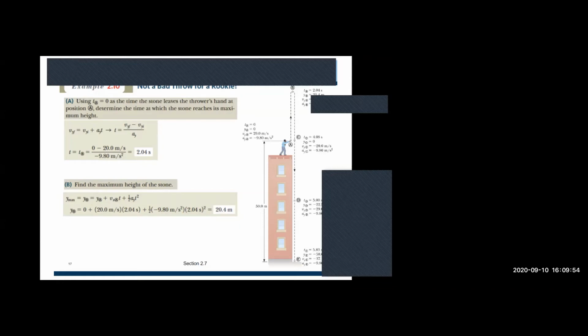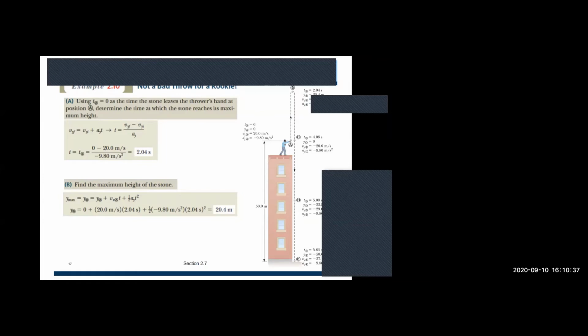So signs of symbols are important. The signs of the acceleration and the signs of the velocity, they are very important. If you want to find out the time that the ball reaches the maximum location, you have to use the equation here: final velocity minus initial velocity divided by time equals acceleration. So y here corresponds to the y direction. So the vertical direction is considered as the y direction.